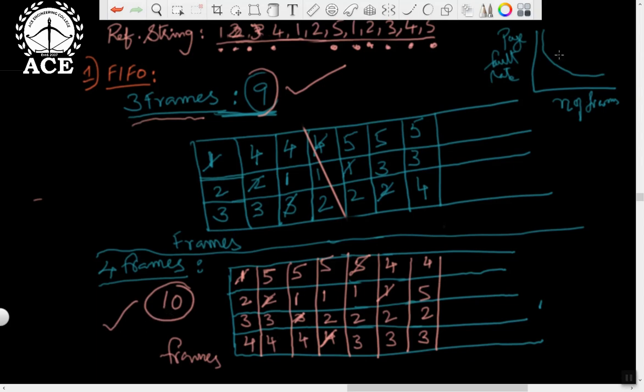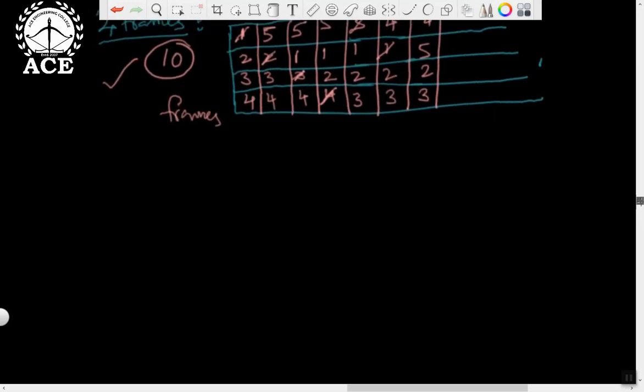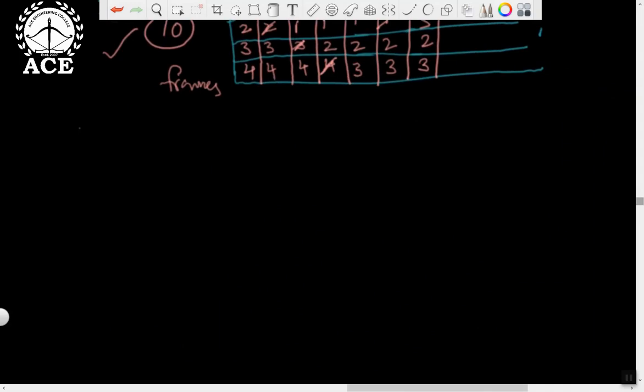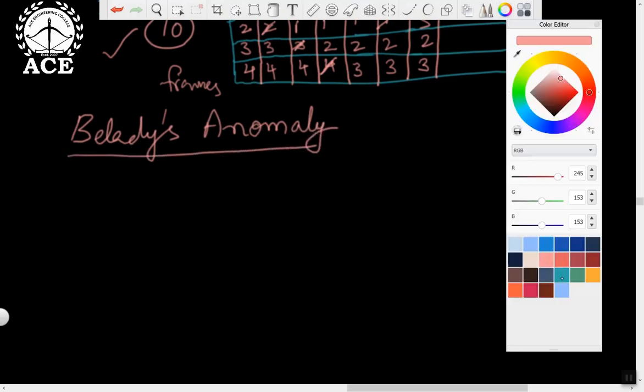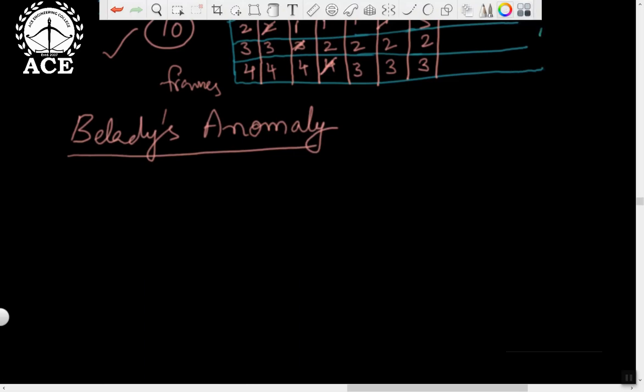This is going against the natural characteristic. As we increase the number of frames, the page fault rate should decrease, but it is not happening here. So anything that goes against the natural characteristic is known as anomaly. And this anomaly was observed by a person called Belady, Belady's anomaly. Anomaly means unusual, something going against the natural characteristic is called Belady's anomaly.